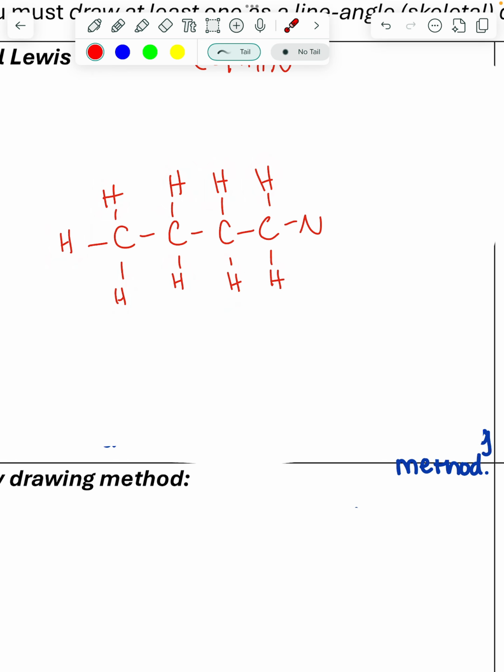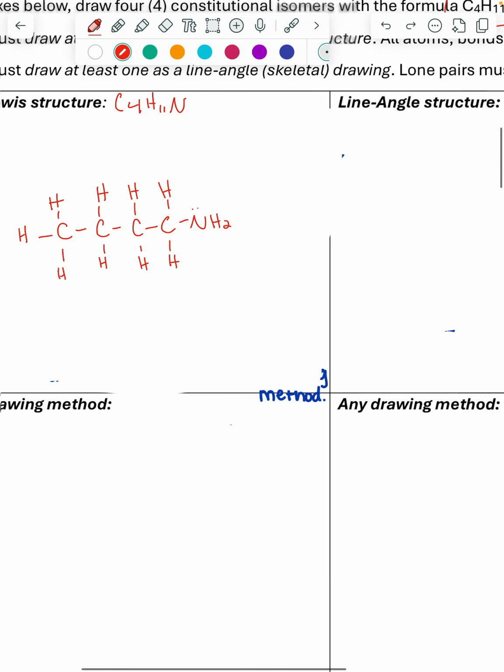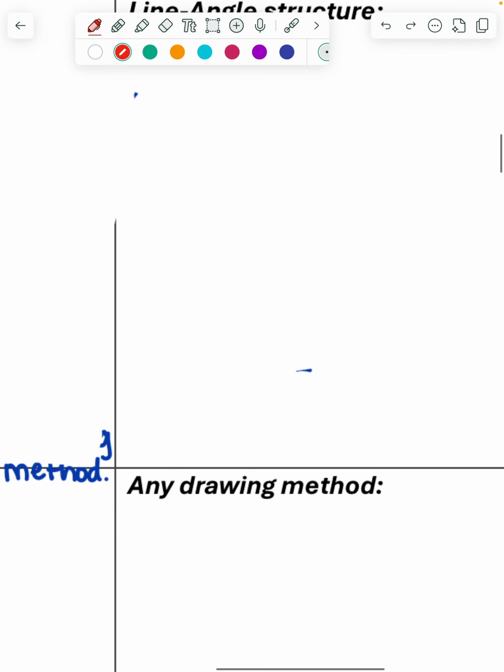So we need 2 more because the formula is C4H11N. So we're going to make this H2 right here. And then this nitrogen is going to have a lone pair. So yeah. Okay, now the line angle.